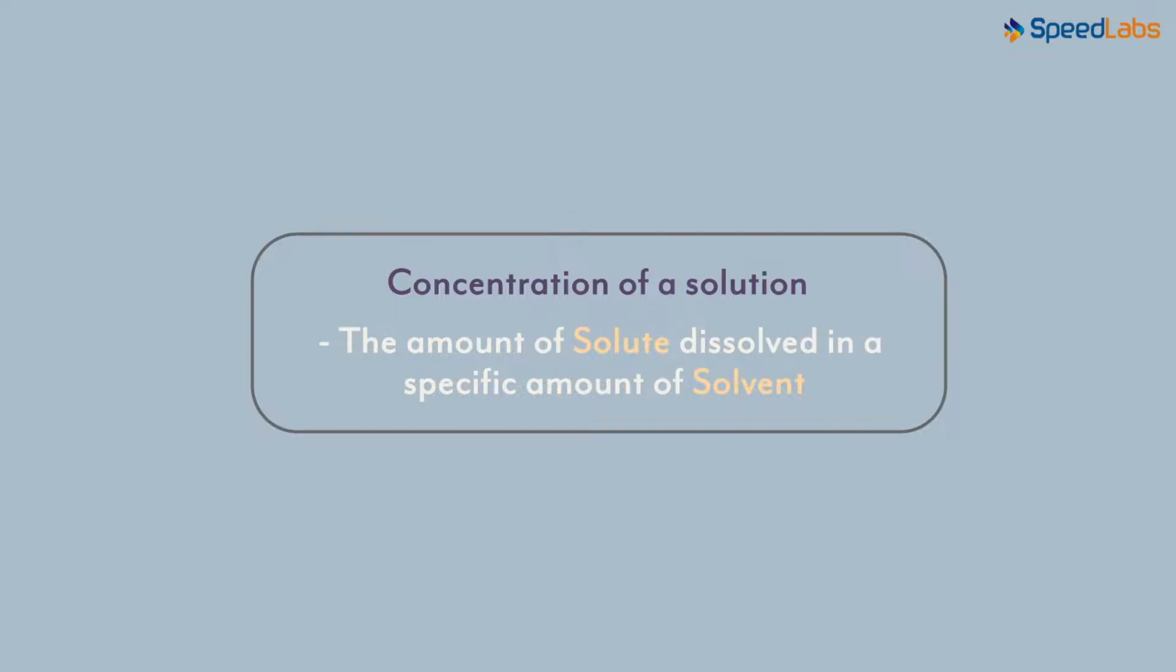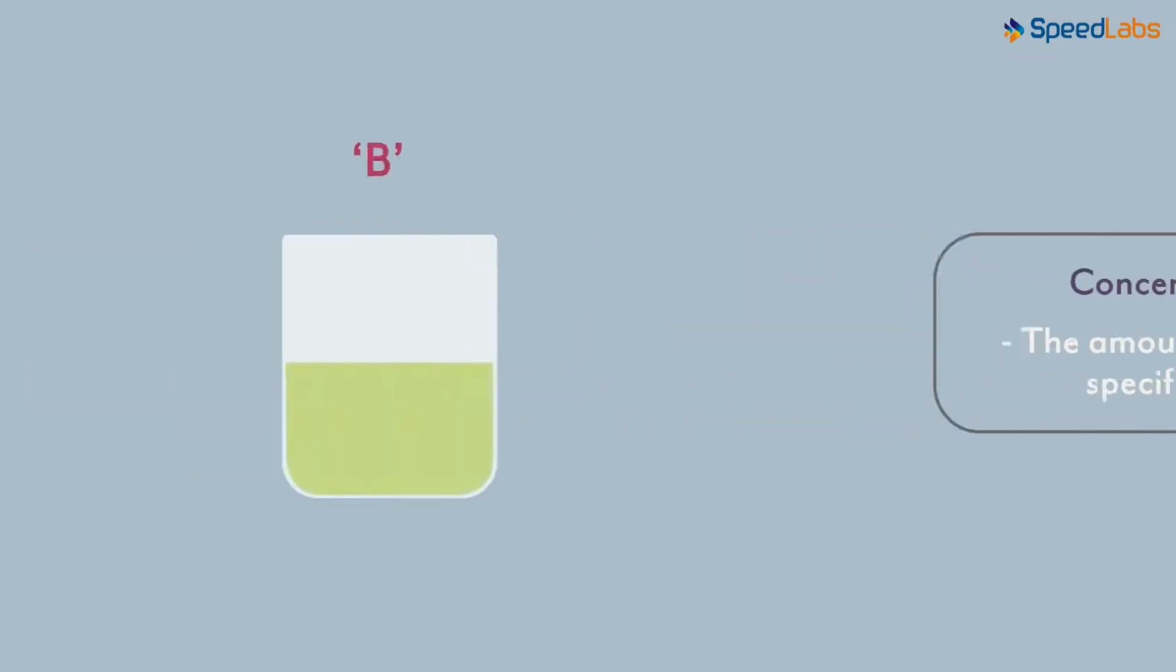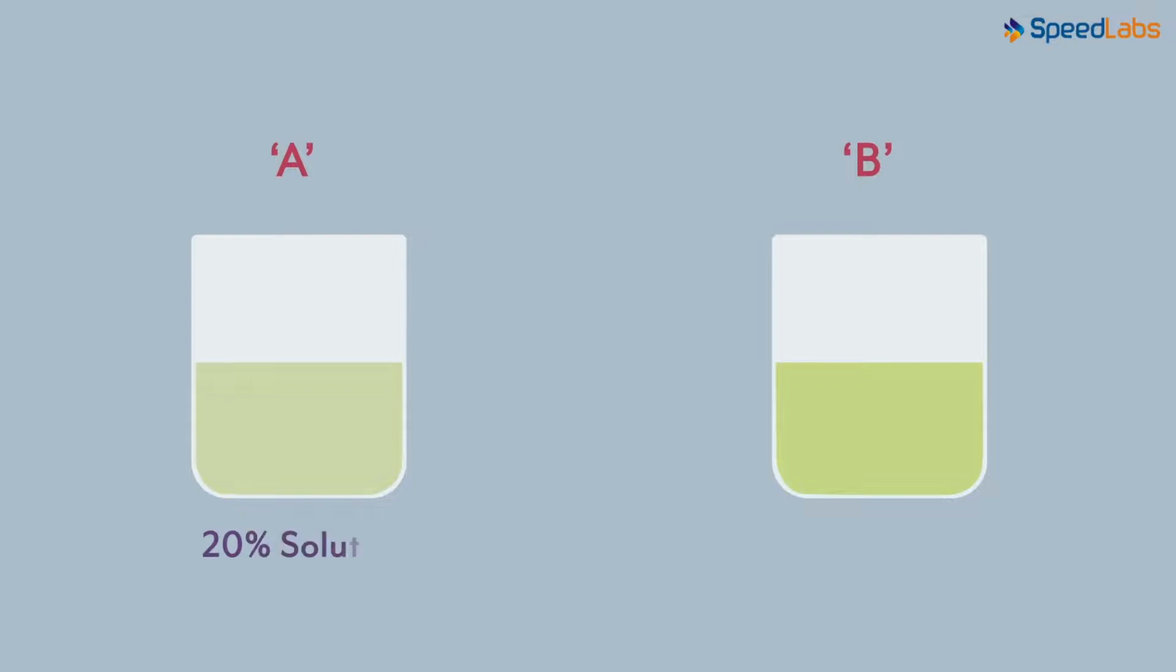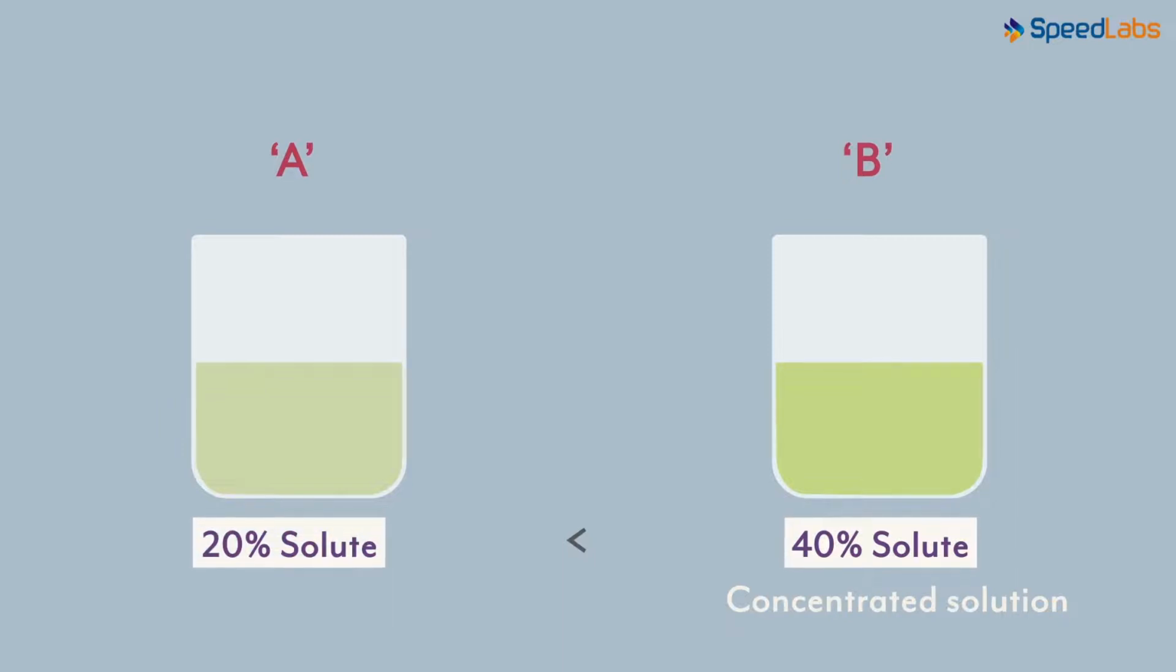You will understand better if you think logically. If there is 20% solute in solution A and 40% solute in solution B, which solution is more concentrated? It is very clear that solution B is more concentrated than solution A. Solution B has a greater percentage of solute dissolved than solution A. What would solution A be called then? It would be referred to as a dilute solution relative to solution B.